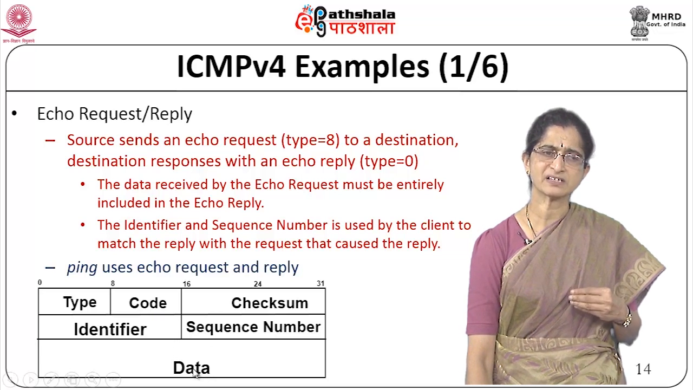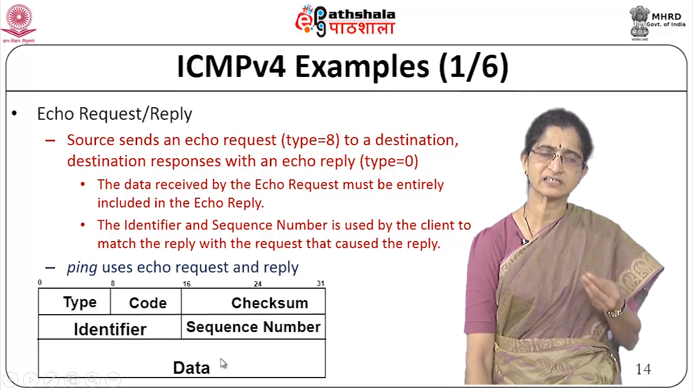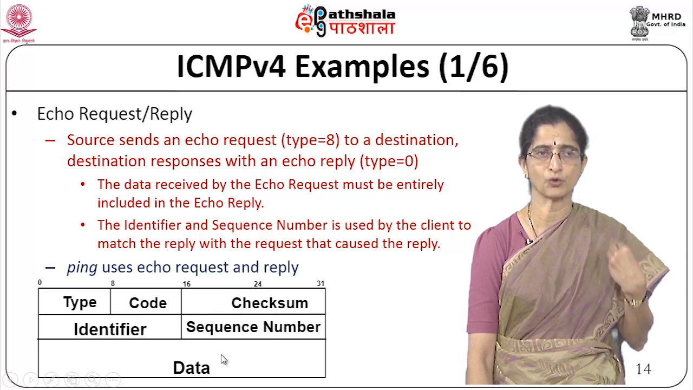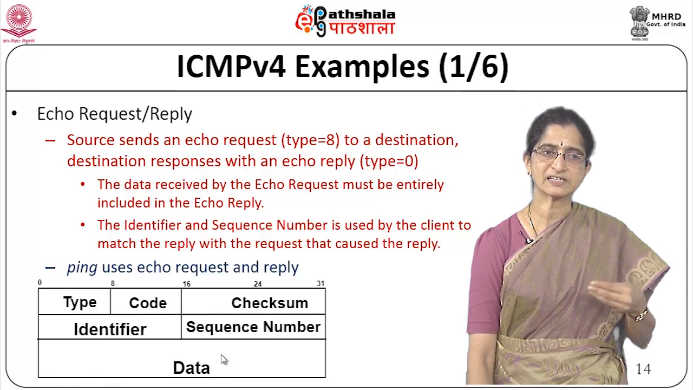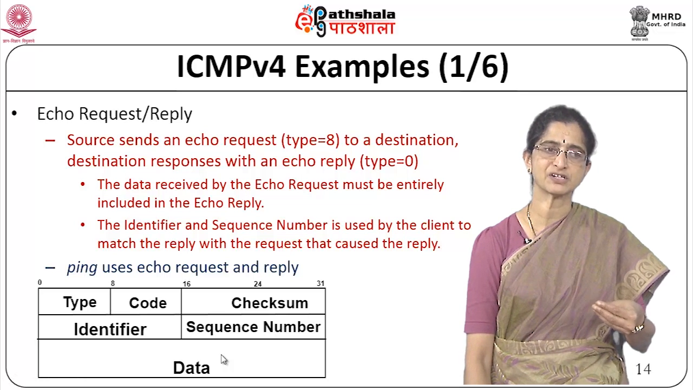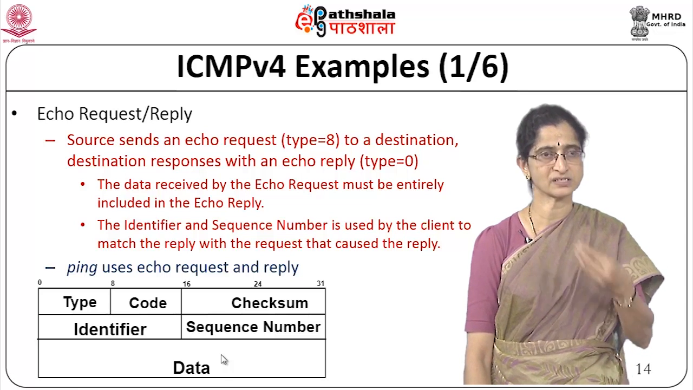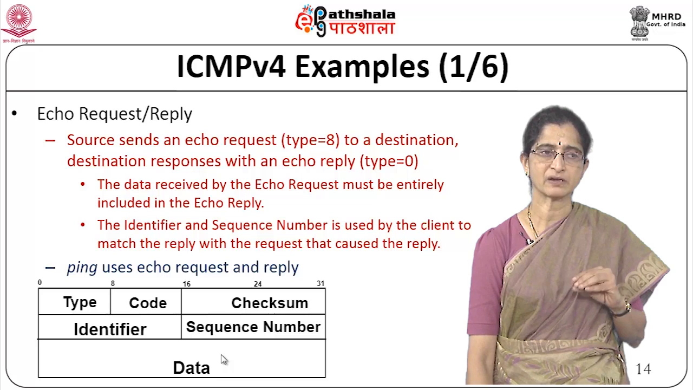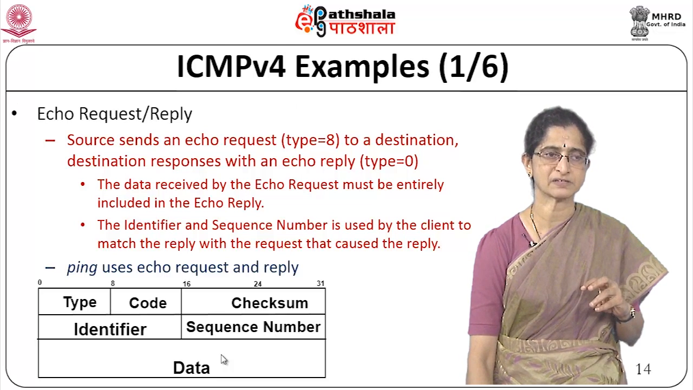Any data could be specified here, and this data also will be echoed back. Okay. So this again is basically to check that the end machine is able to extract this information, process it and send it back. Okay. So this is how echo request and reply messages are specified.